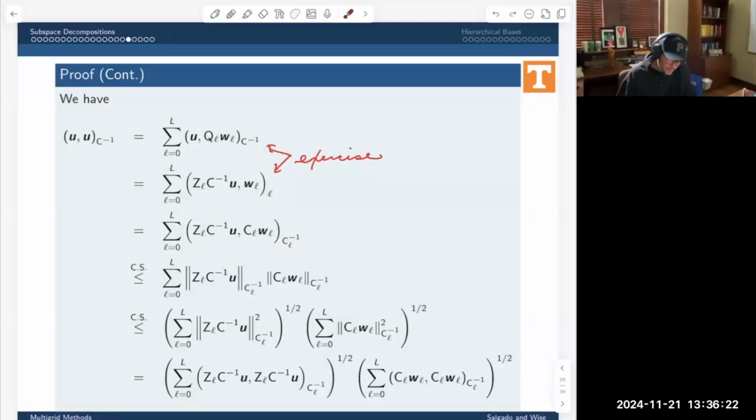Cauchy-Schwarz for an inner product. And notice that I'm doing that for each L going from 0 to capital L. So Cauchy-Schwarz just for each inner product is going to yield this, which I described earlier. Okay, this vector goes here. This vector goes here. Okay, I did Cauchy-Schwarz for this inner product.